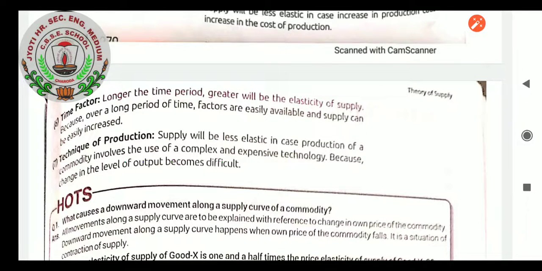Technique of production. When we talk, students, supply will be less elastic in case production of a commodity involves the use of a complex and expensive technology, because change in the level of output becomes difficult.